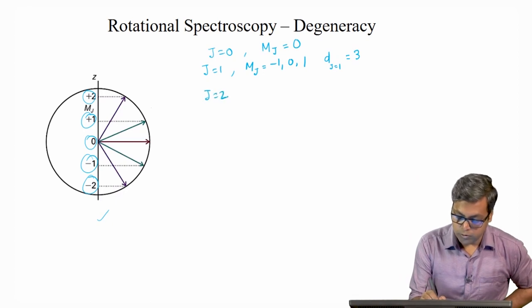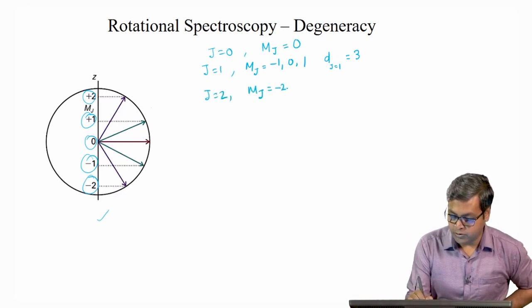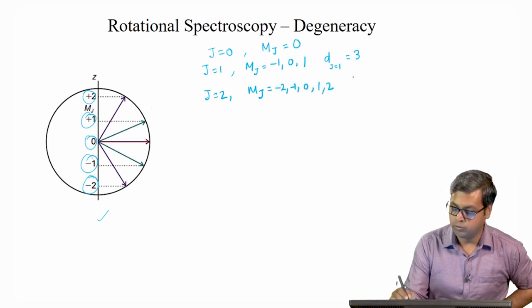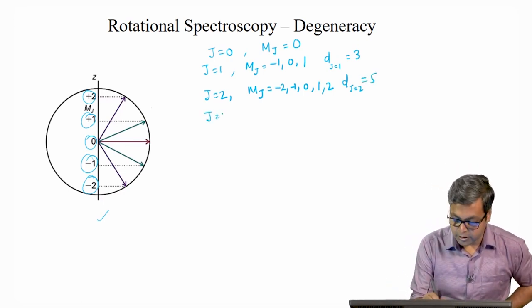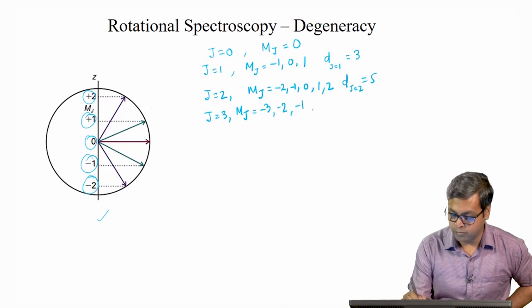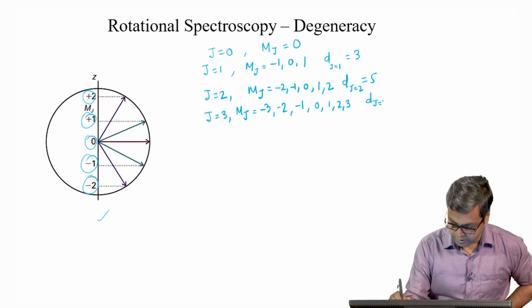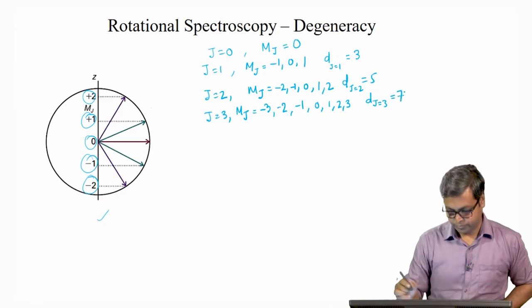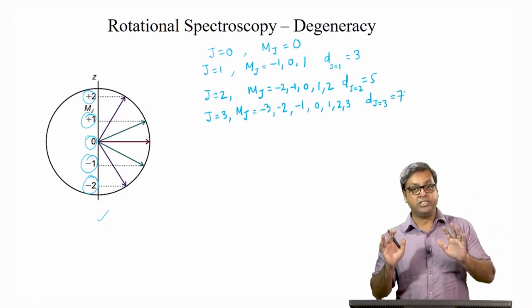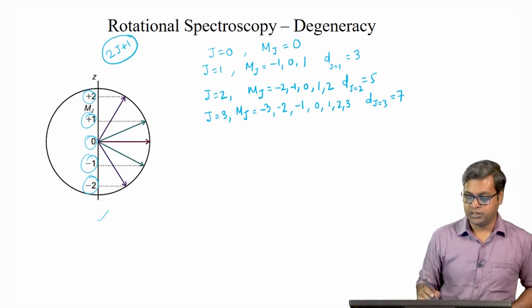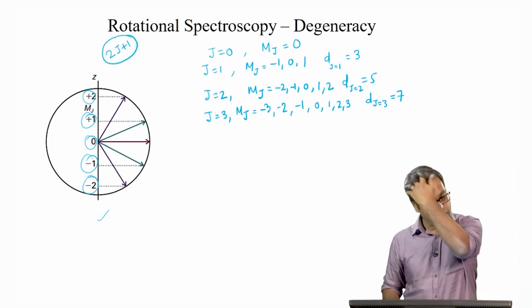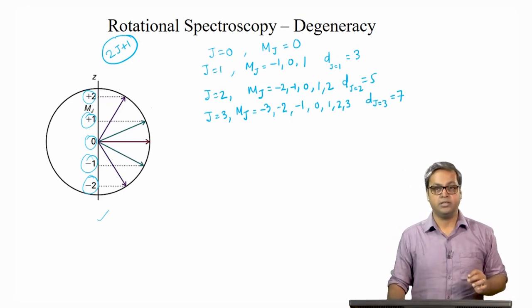For j equals 2, mj can take values of minus 2, minus 1, 0, 1, 2. So, the degeneracy for j equals 2 is 5. For j equals 3, mj can take values of minus 3, minus 2, minus 1, 0, 1, 2, 3. Or the degeneracy for j equals 3 equals 7. Or for any level j, the degeneracy is given by 2j plus 1. So, we see that for j equals 3, 2j plus 1 equals 2 times 3 plus 1, that is 7.